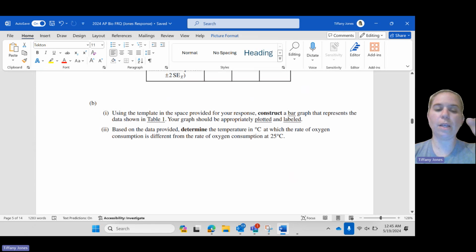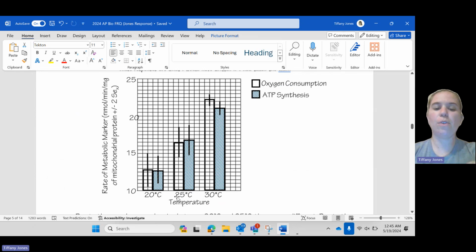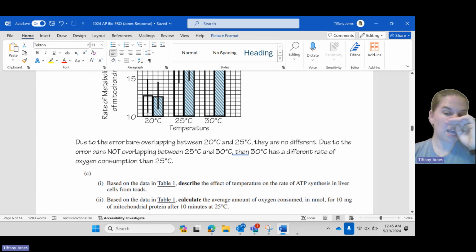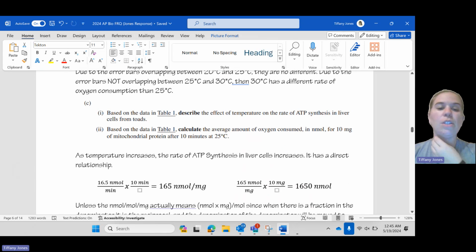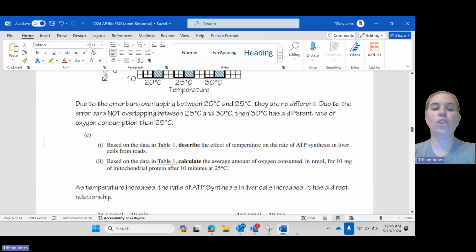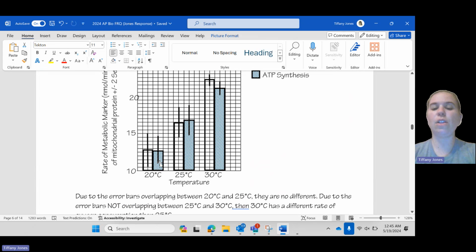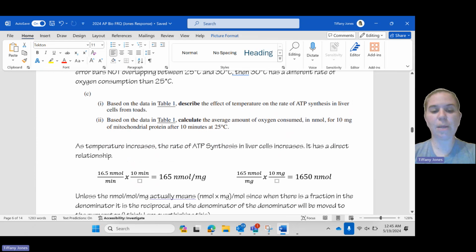Then part B wanted us to determine the temperature at which the rate of oxygen consumption is different from 25 degrees. If I look at my 25 degrees, I can see that for 20 and 25 oxygen consumption, their error bars overlap, which means that is not significant. But if I look at 30 and 25, I can see that those error bars do not overlap. So I would say that the temperature was 30. So 30 has a different rate. Then C wants us to describe the effect of temperature on the rate of ATP synthesis. You can see that at lower temperatures, our ATP synthesis is low, and as we increase in temperature, our ATP synthesis increases. So I said that it was a direct relationship because as temperature increases, the rate of ATP synthesis also increases.